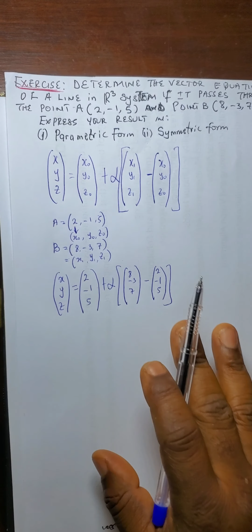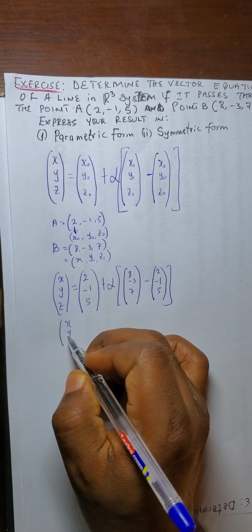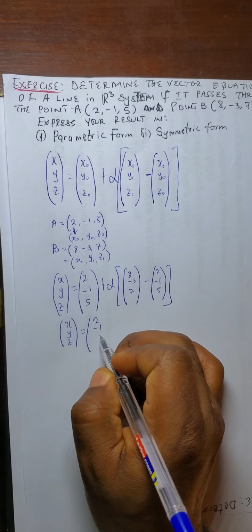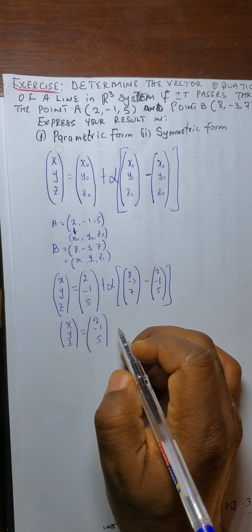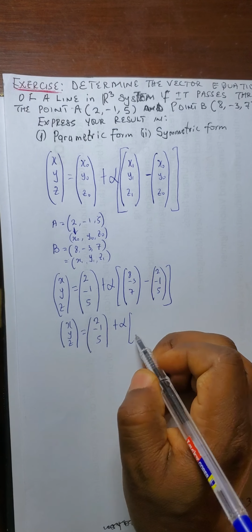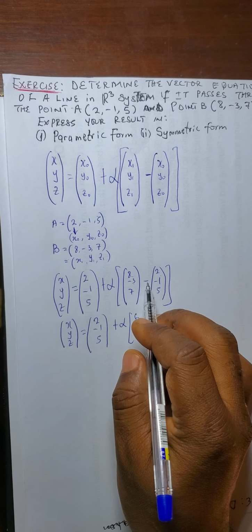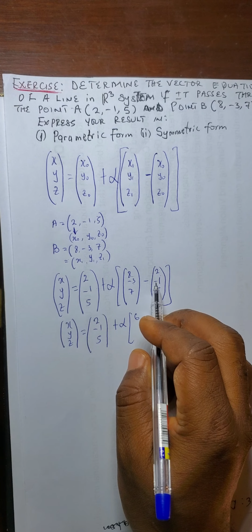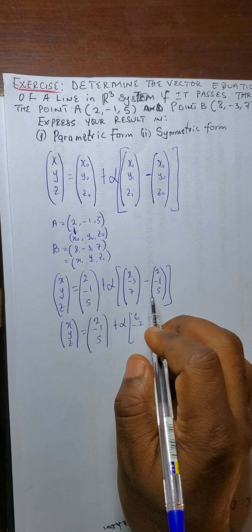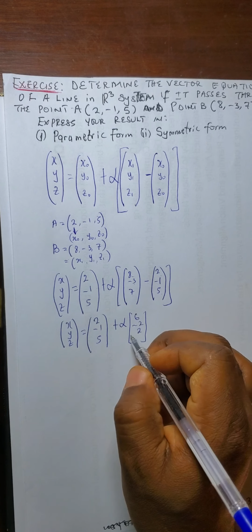Now, let's work this one out. We have x, y, z is equal to 2, minus 1, 5, then plus the scaling factor. 8 take away 2 gives us 6. Minus 3 minus 1: minus times minus gives us plus, so minus 3 plus 1 will give us minus 2. Then 7 minus 5 will give us 2. We can factorize 2 out here.